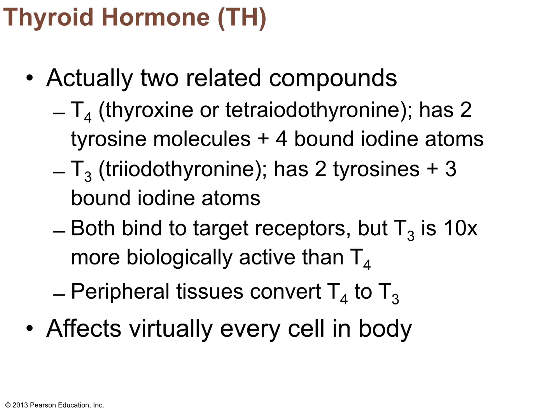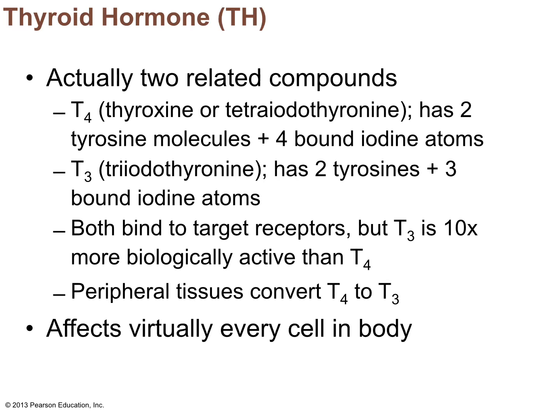The two metabolic hormones that the thyroid makes are T3 and T4. T4 is also known as thyroxine. The T4 is tetra, which means 4 iodothyronine. That means 4 iodines. That's what the iodo is. And T3 is triiodothyronine. Now, a couple of details about these. They both bind to the same receptors. Okay. T3, however, is 10 times more biologically active than T4.